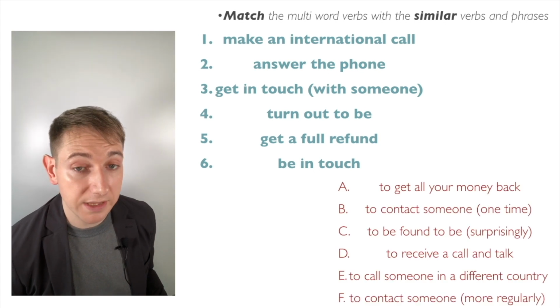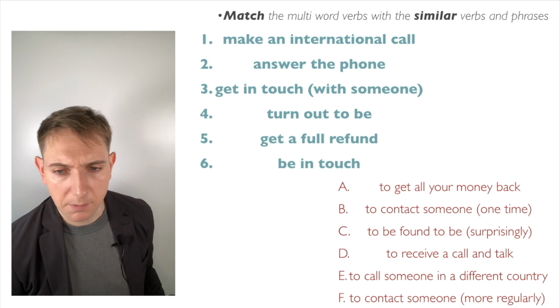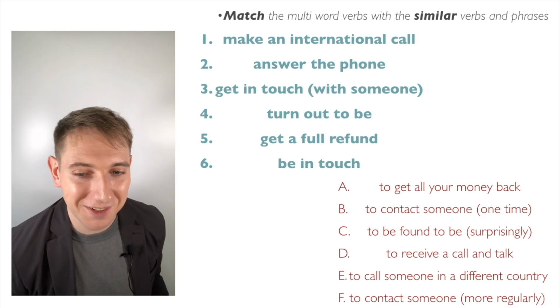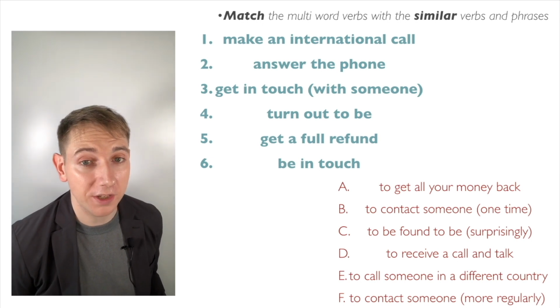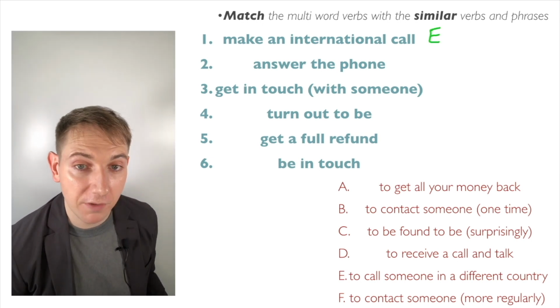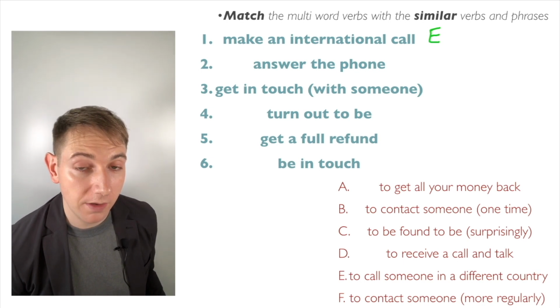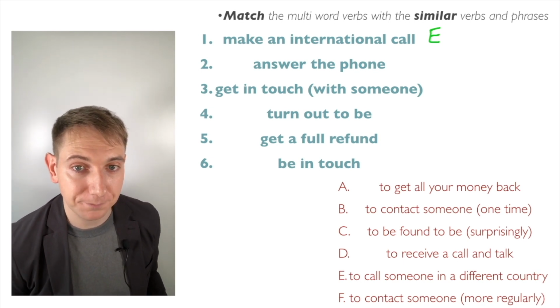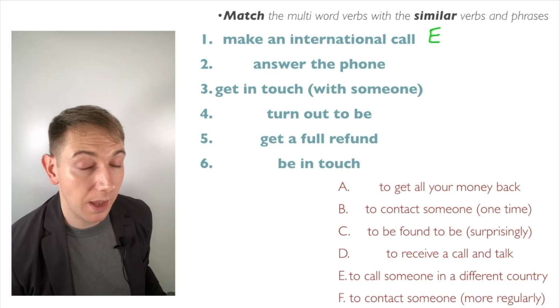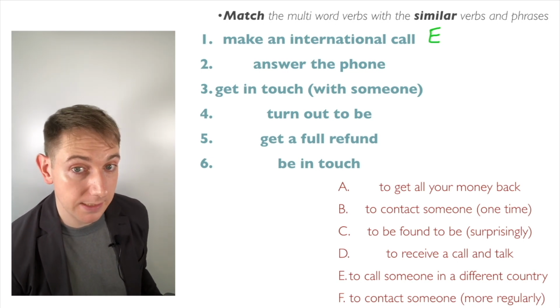I like to match them with these hints on this side here. So maybe we can do one together. Let's do the first one, make an international call. Pretty easy one, isn't it? That's E, to call someone in a different country. Make an international call. How about the rest of them? Let's pause this video and match the multi-word verbs with the hints.